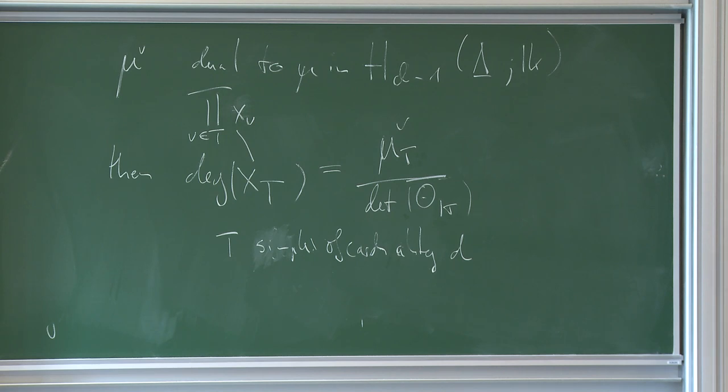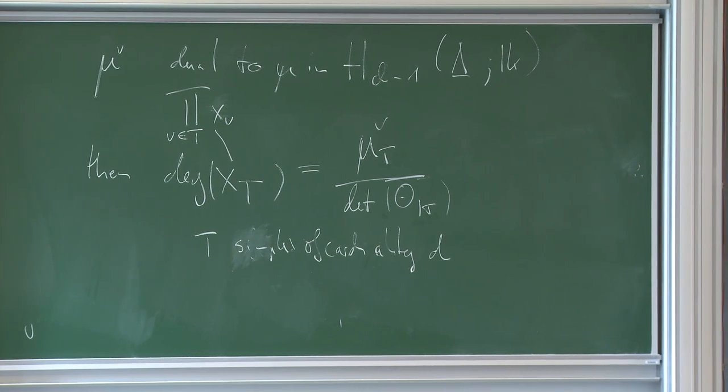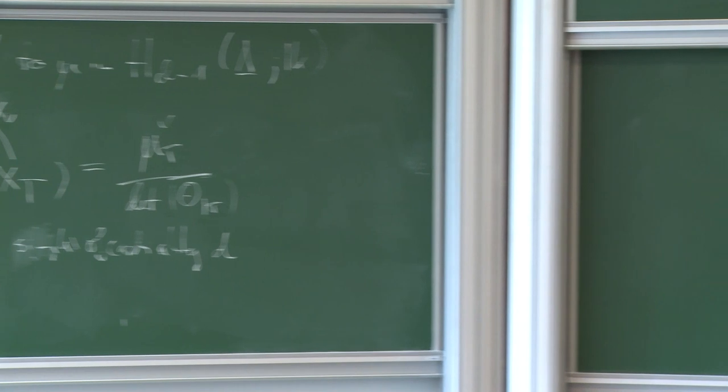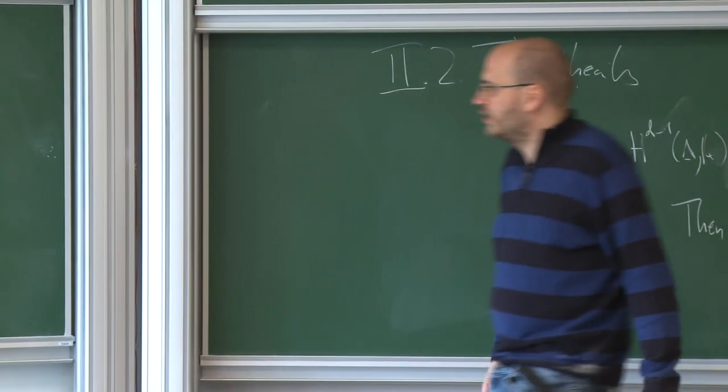But what do you assume now? Delta is a simplicial complex. Mu is a cohomology cycle. Mu v is the dual homology cycle too. It's like a pure dimension d minus one. Yeah. But I mean, I could add faces that don't lie in the cycle, and they just don't appear in the ring. That's right.